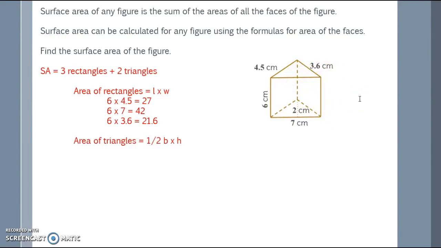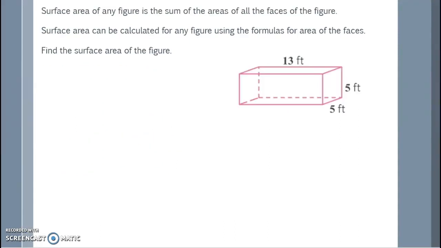We have the area of a triangle is half times base times height. So we have half times our base of 7 times the height of the triangle given, which is 2. And that is 7, so we've got 2 of those. We can add all of our areas together to give us a grand total of 104.6 square centimeters for the surface area of this triangular prism.